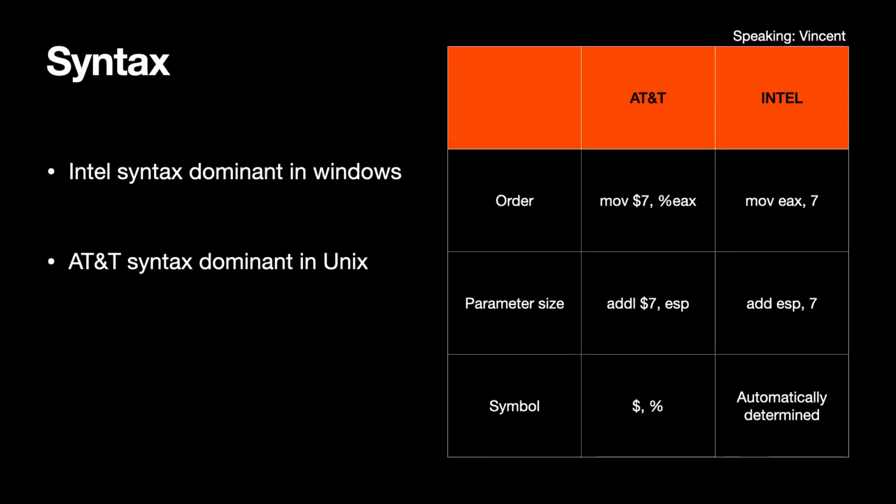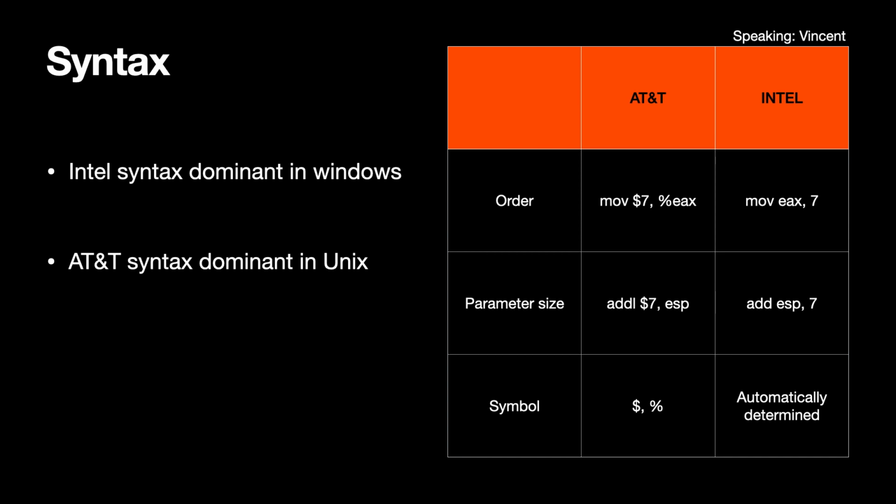In x86, we have two main syntax branches, the Intel syntax and the AT&T syntax. Intel syntax is more dominant in the Windows world, while AT&T syntax is dominant in the Unix world. Here's a summary of the main differences between both.